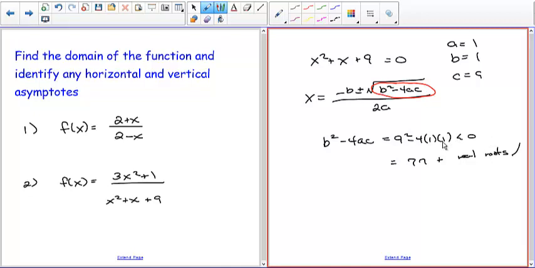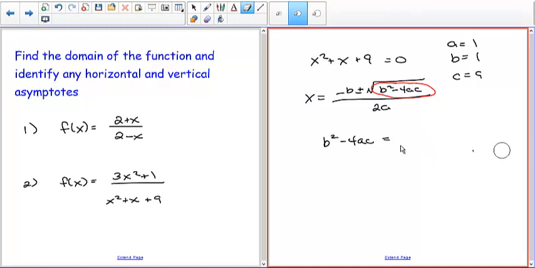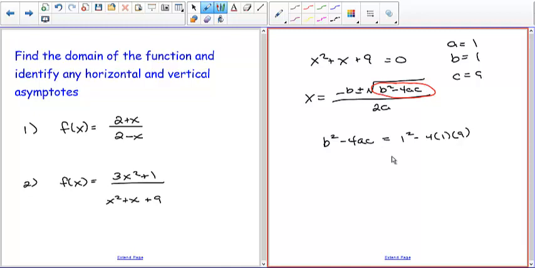Oh, no, it's not. Okay, I should have gone with my, so there you go. I know more than I think I know. I put wrong numbers in here, so let's do this right. Okay, so you get b squared minus 4ac. So there you end up with negative 35.